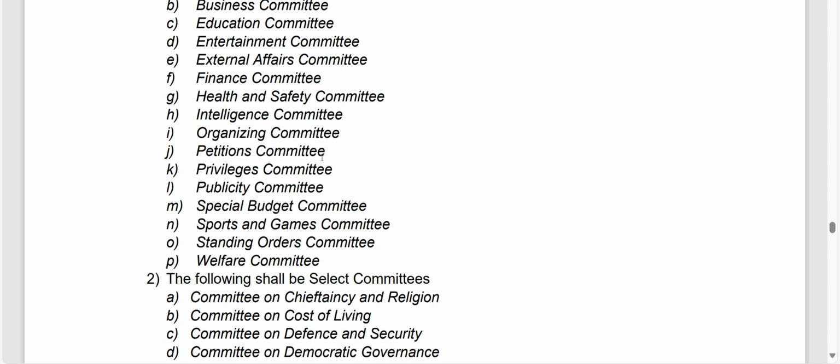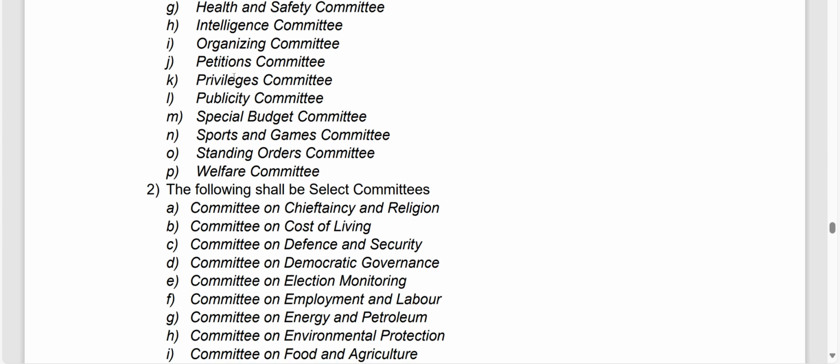Petitions Committee, when the House receives a petition, the Speaker can refer it to the Petitions Committee. It's chaired by a youth MP. Privileges Committee, chaired by the Second Deputy Speaker. So members that breach Order 34 can be referred to the Privileges Committee for questioning and whether or not they should be booted out of the House.